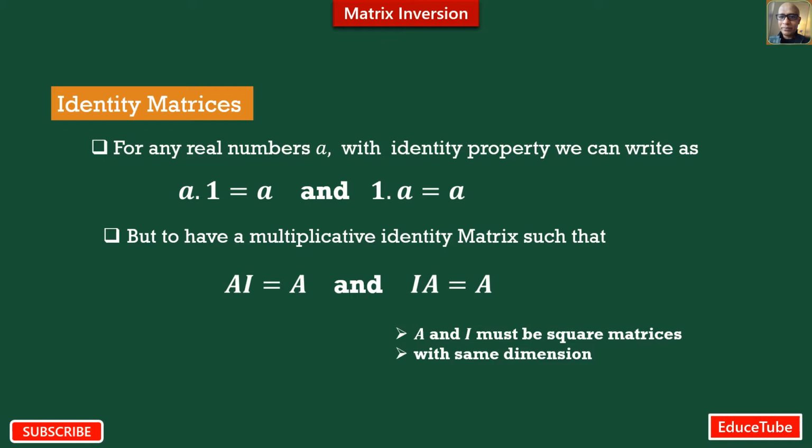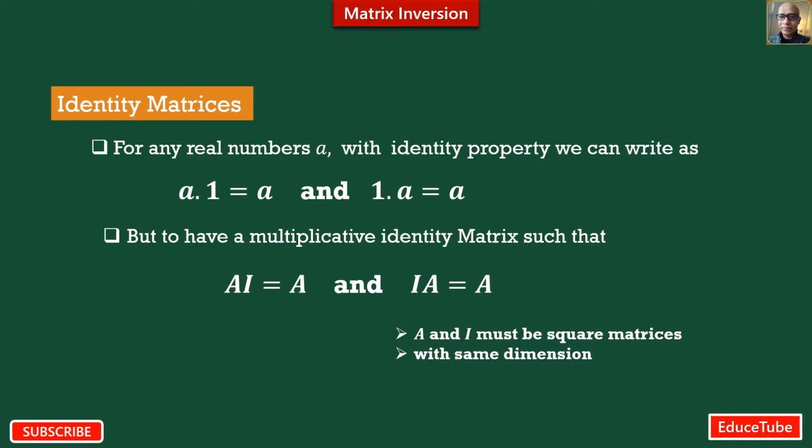So to have a multiplicative identity matrix, this is a very important point, because we will solve a lot of problems with these properties. A multiplied by the identity matrix equals A. So in this case, what can we say? Even I into A equal to A.